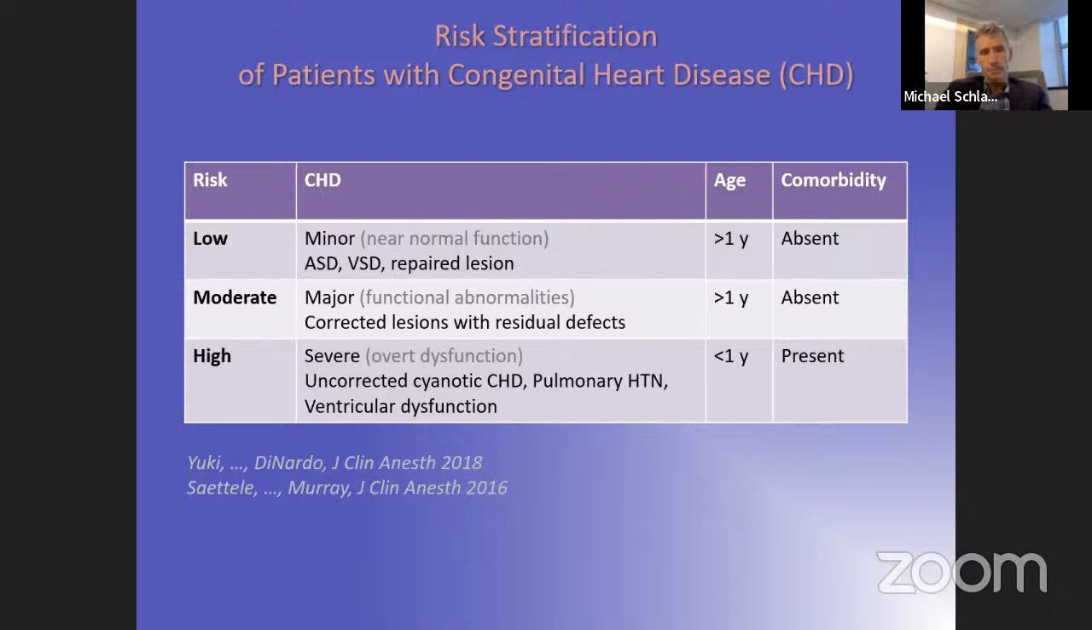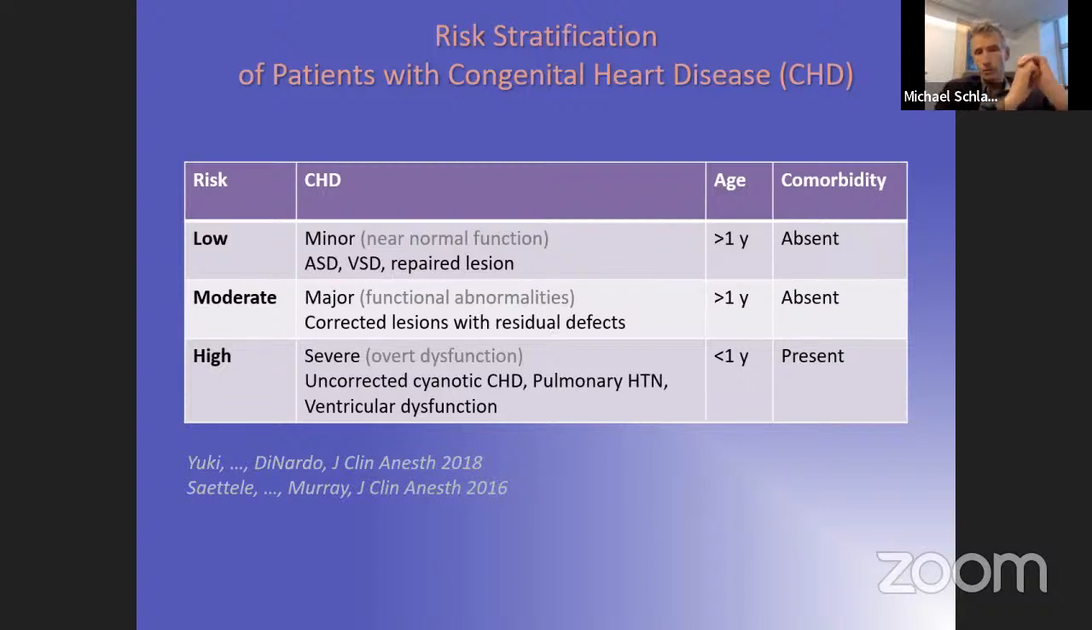There's an abundant literature on this topic, and most papers divide the congenital patients into 3 risk groups. There is the low-risk group, older than 1 year, without anesthesia-relevant comorbidities, that has near normal cardiac function. These include ASDs, VSDs, and some repaired lesions.